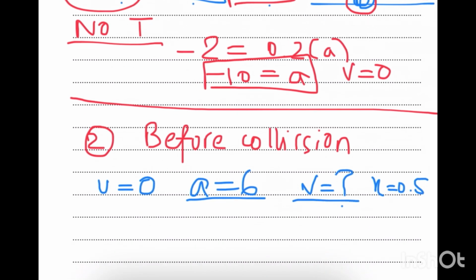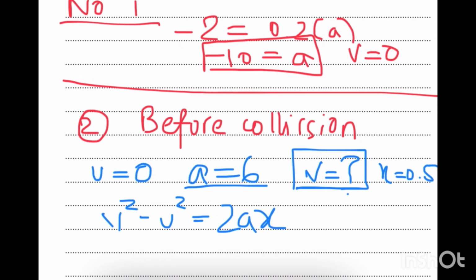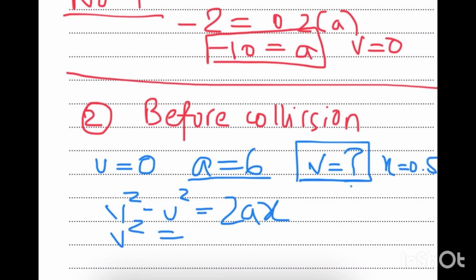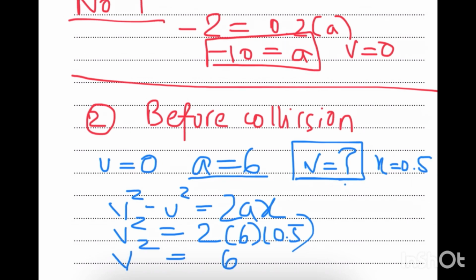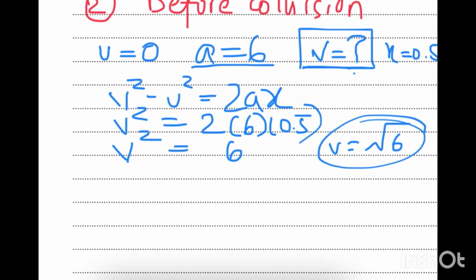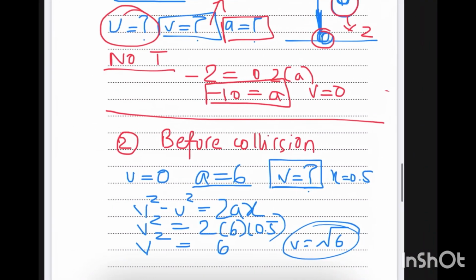So now we can find the initial velocity, or in this case the final velocity, using the v squared minus u squared equals 2ax formula. The final speed is unknown, and since initial is 0, we won't write that, times 6 times 0.5. So v squared is equal to 6, making the final velocity equal to root 6. So now we have this final velocity, which will become the initial velocity in this part.